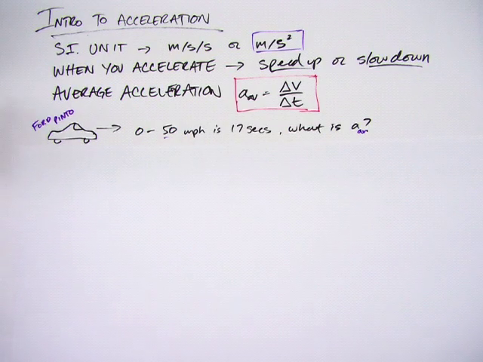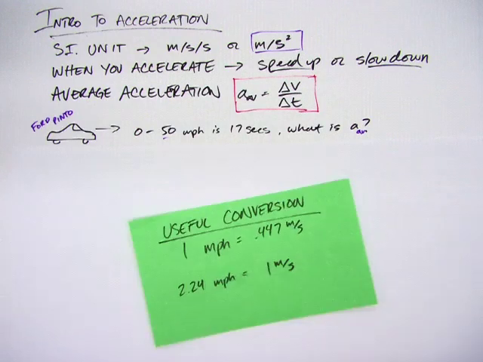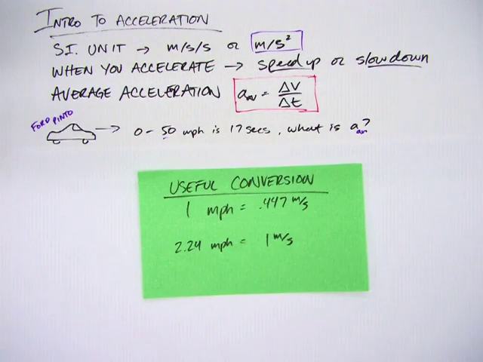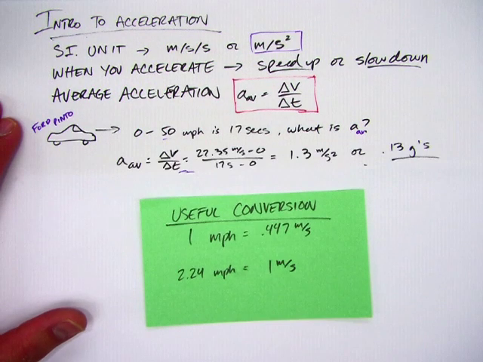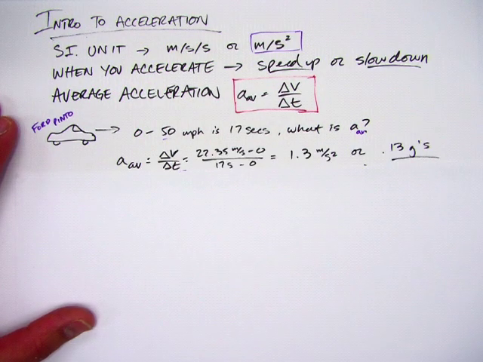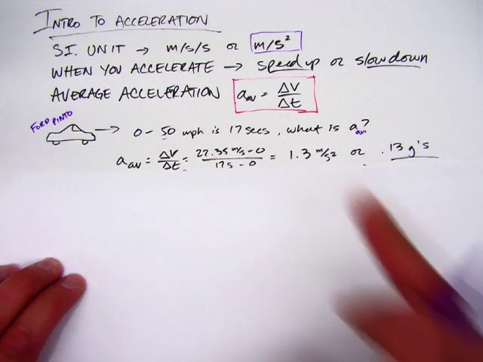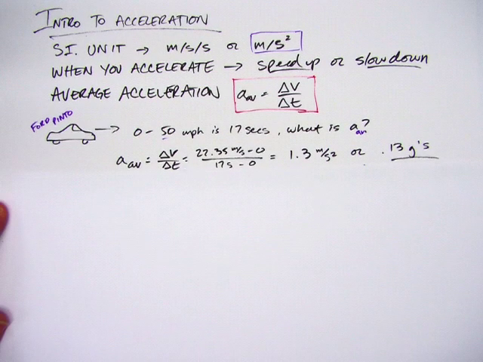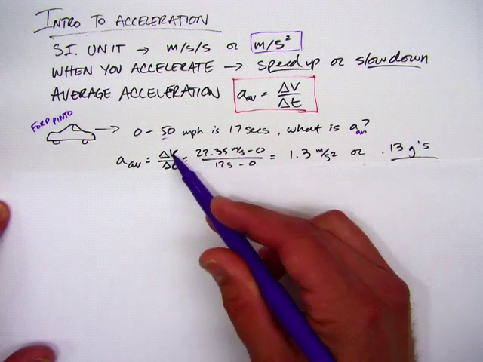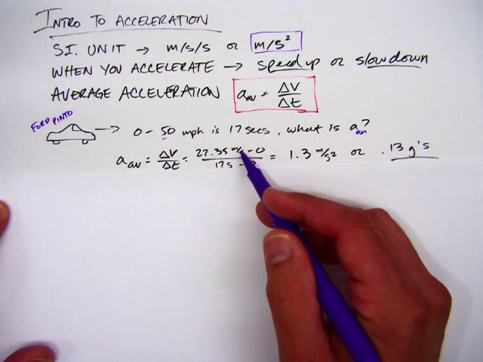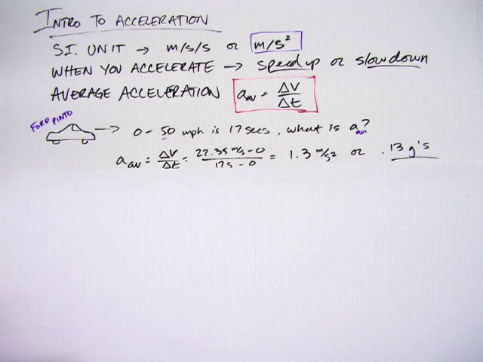Let's solve this out. Remember, first of all, a useful conversion from miles per hour to meters per second: 1 mile per hour is 0.447 meters per second. So 50 miles per hour is 50 times 0.447, or 22.35 meters per second. So I do the conversion. My initial velocity is 0, and my time goes from 0 to 17 seconds. So I get an acceleration of 1.3 meters per second squared. Notice meters per second is velocity, seconds is time, so meters per second squared comes straight from that. Another way to write that is 0.13 G's.